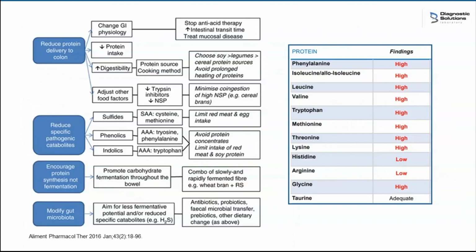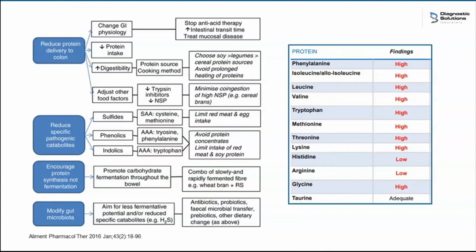So when I'm looking at this protein as a whole, I think this is like the back of a report, and this person had all their amino acids fine except these few that were elevated. So that would be a concern for me. So what I'm looking at is these things to kind of help these out. I want to reduce protein delivery to the colon. That should be something you might think of for everybody.